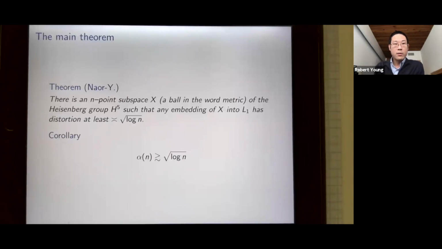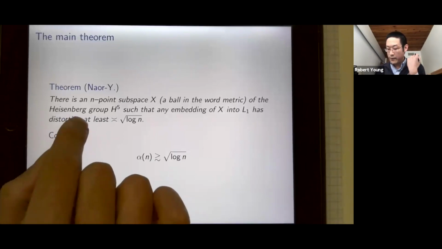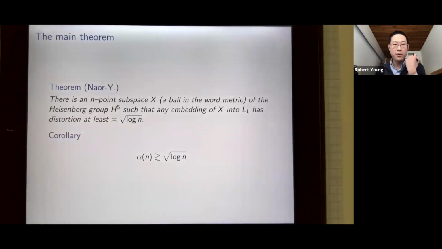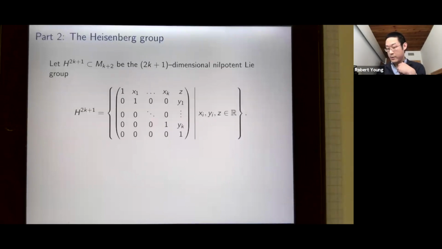So that's the computer science. Now let's get into the geometry. Like I said, this bound is based on the Heisenberg group. So let's talk about the Heisenberg group.